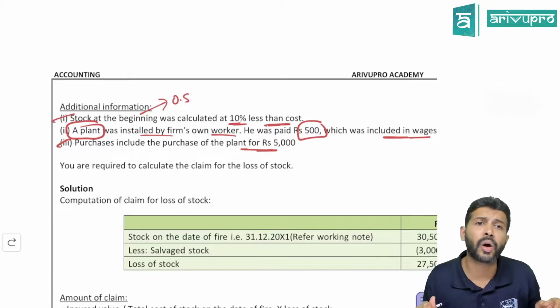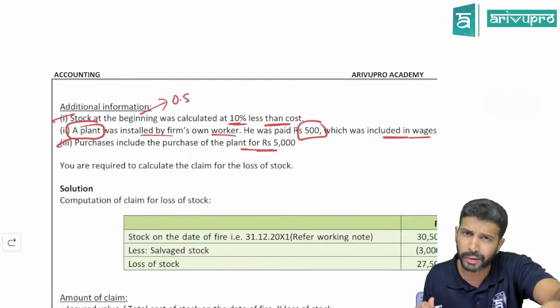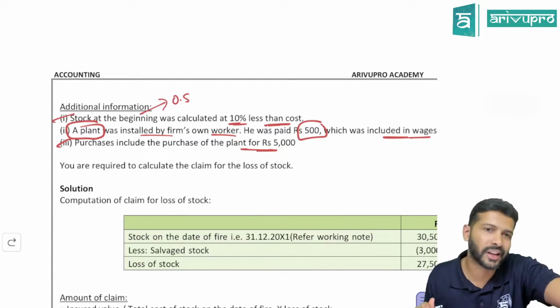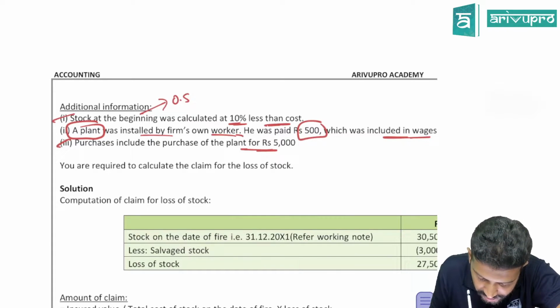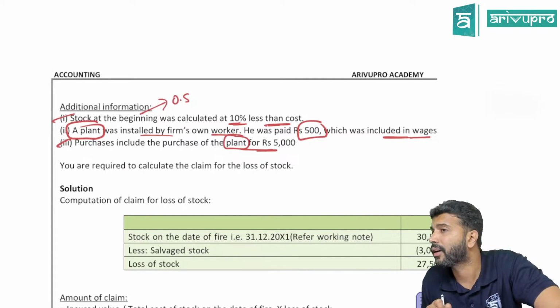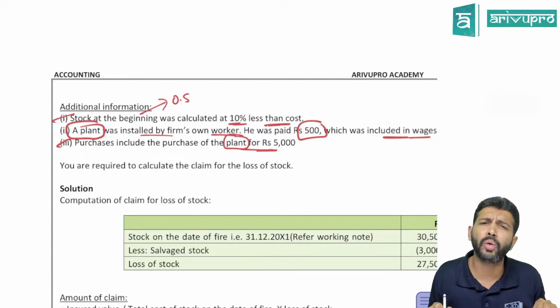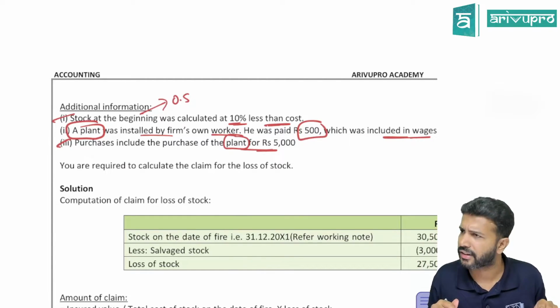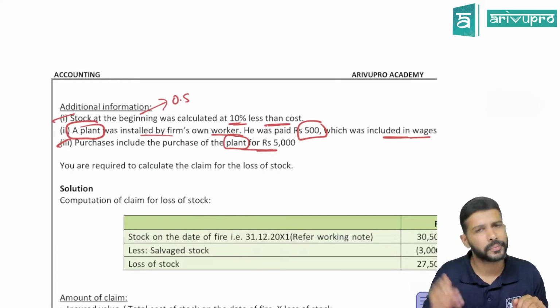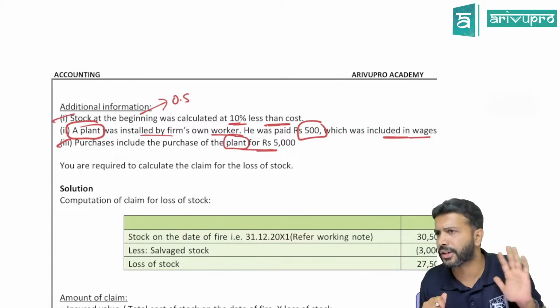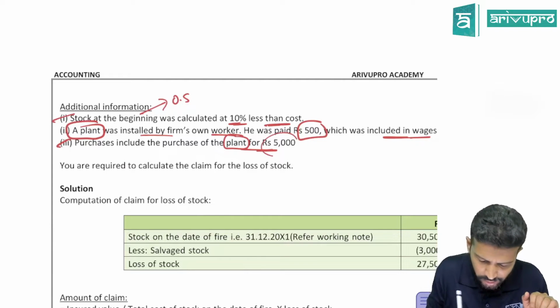And that only is accounted as either purchases when you buy it, or sales when you sell it. But here, purchases include purchase of what? Plant. Plant means plant and machinery. Is plant and machinery your goods or is it a fixed asset? Fixed asset. What did our accountant do? He included that in purchases. How much value? 5,000.